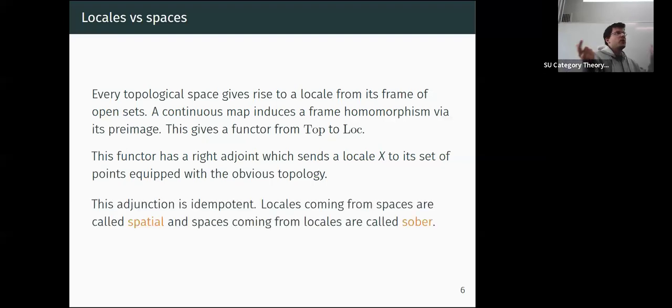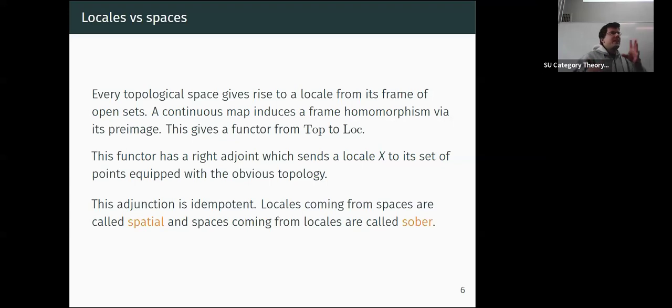This adjunction is what's called an idempotent adjunction, so it behaves maybe even better than a normal adjunction. An idempotent adjunction just means that if you start at, say, locales, and then you go to spaces, and then you go back, and then you go to spaces and back again, it's the same as just going forwards and backwards once. You can't keep getting different things as you keep going backwards and forwards in the adjunction.